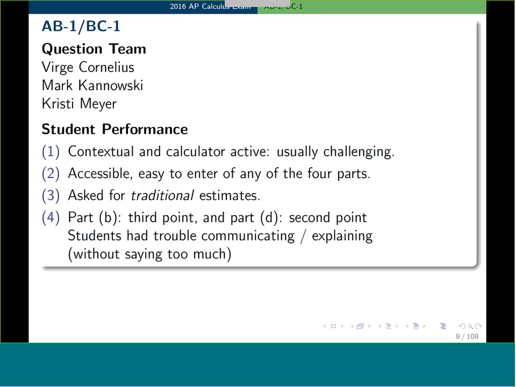In Part B, the third point, and Part D, the second point, this gets to one of the agenda item bullets.